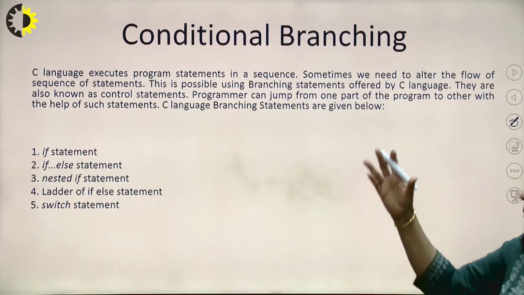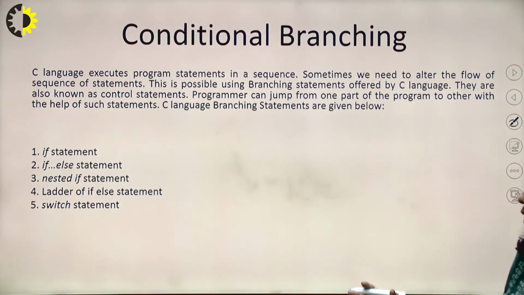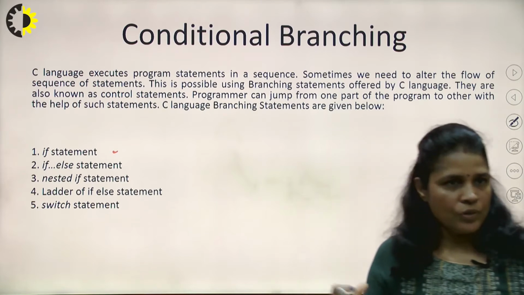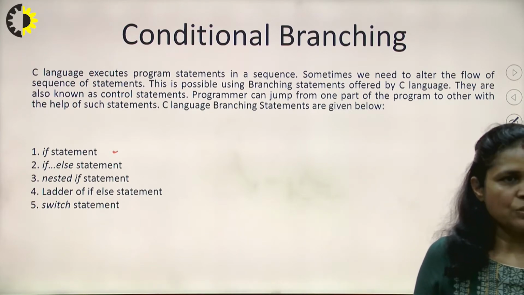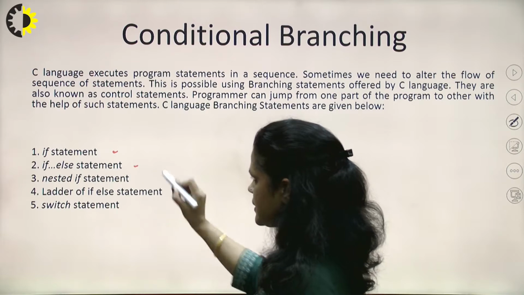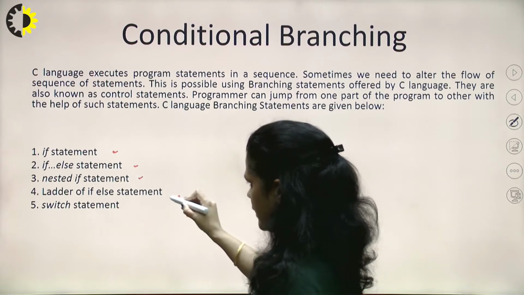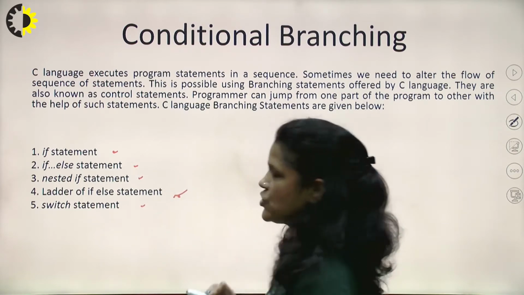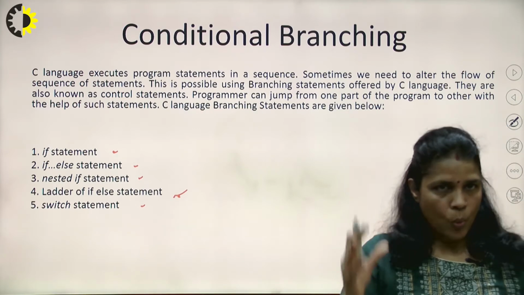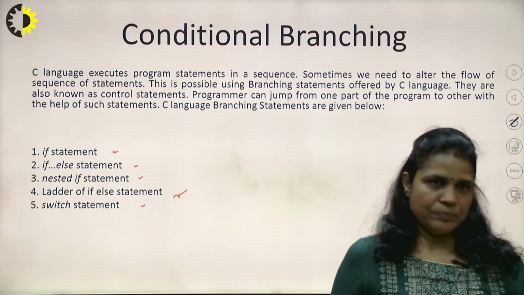There are some conditional branching statements which are allowed in C programming. We can work with the if statement for the conditional branching. Another one is the if else, then nested if else, then ladder of if else, and then the switch statement. So we'll study all these control statements one by one.